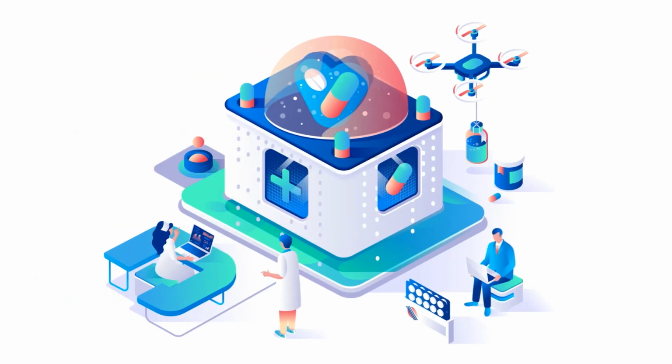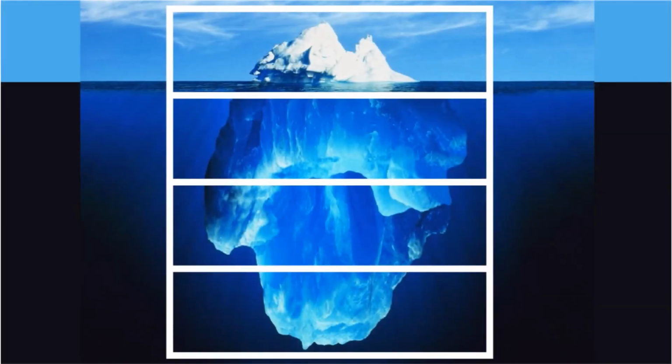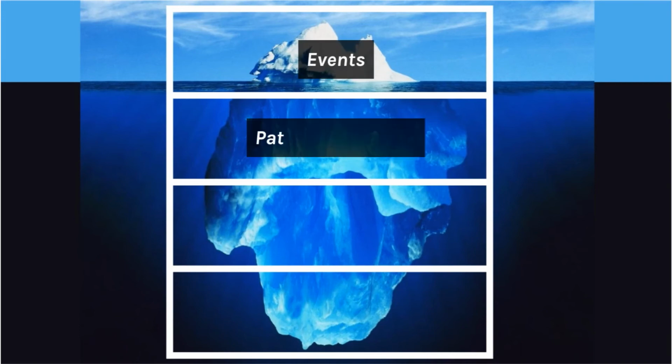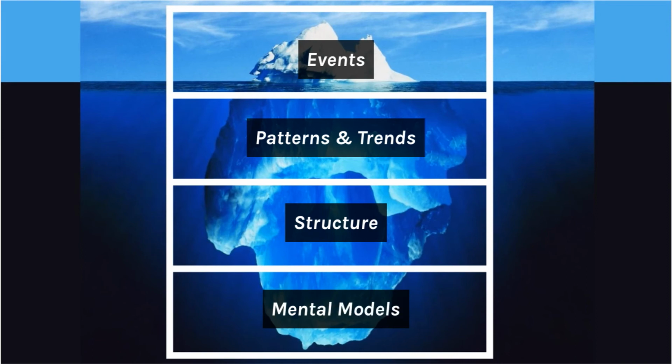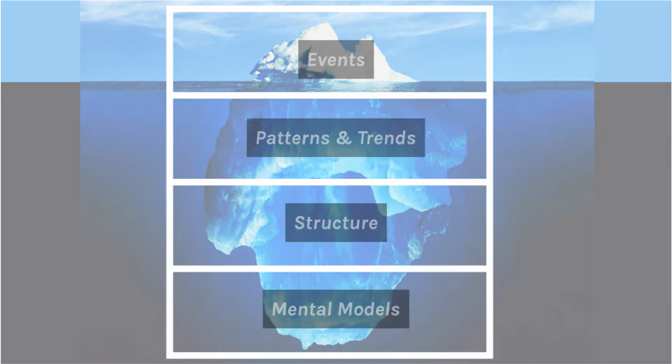People often get caught up in dealing with the event, like treating the symptoms when you're sick, that we forget our mental models shape the structures of the system we are part of, which influence the patterns and events that occur. The iceberg model helps us step back and identify the events that occur, distinct patterns and trends, the structure, and the mental models that created those structures.